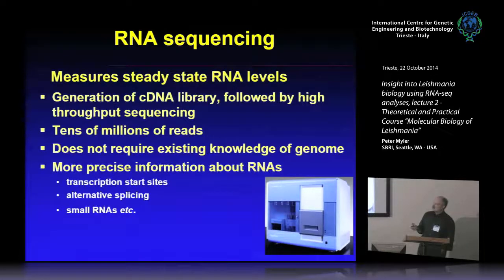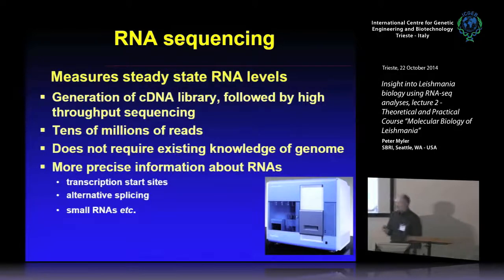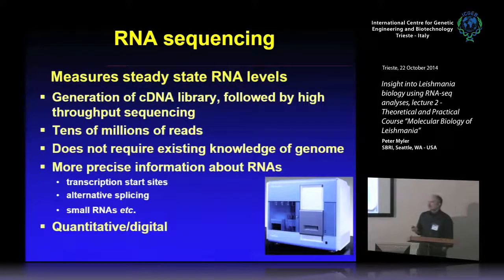And you can use this information to map the transcription start sites. You can map alternative splicing. You can look for small RNAs, et cetera, in addition to measuring the levels of each of them. The other advantage is you get a very quantitative and digital signal. So the dynamic range that you get from RNA sequencing is in the order of 5 orders of magnitude, whereas the dynamic range of a microarray is about 2 orders of magnitude.